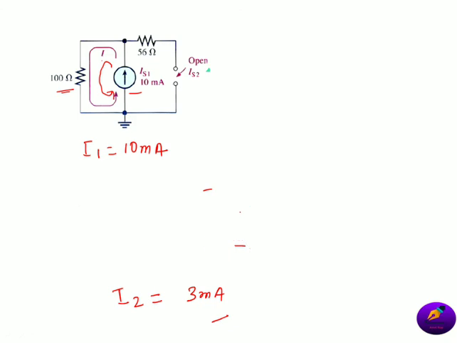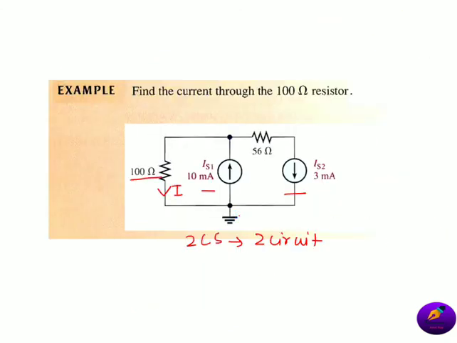Therefore I total will be equal to 10 milliampere minus 3 milliampere, which will be equal to 7 milliampere current.